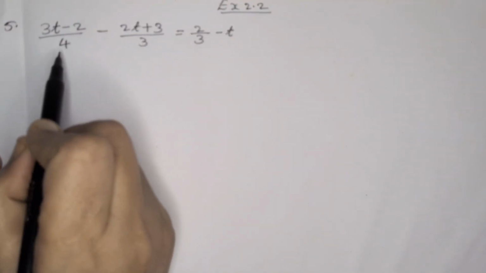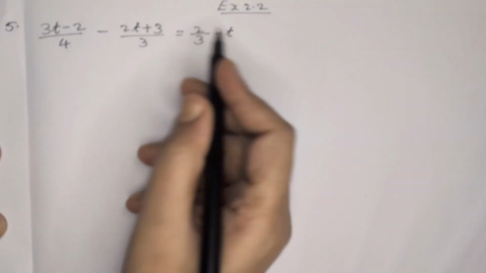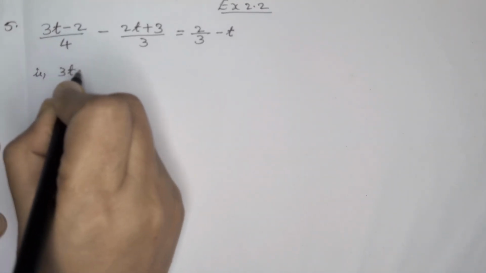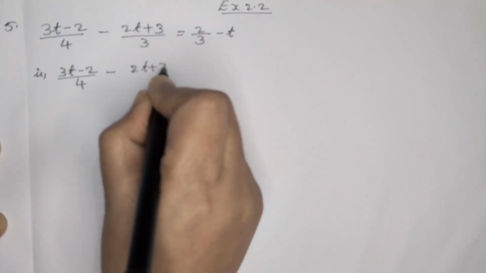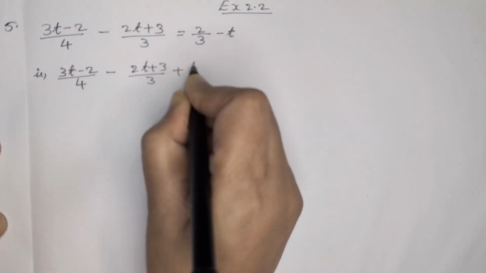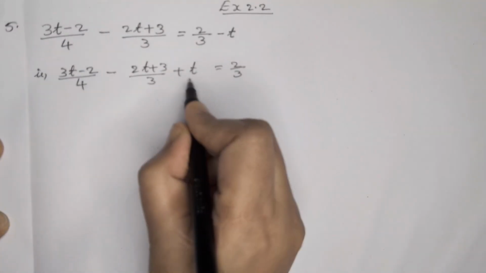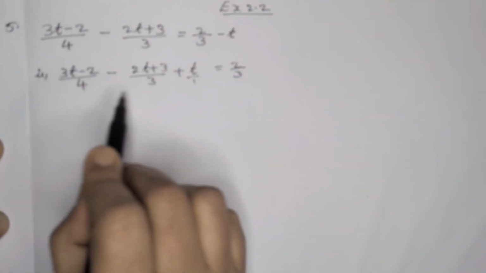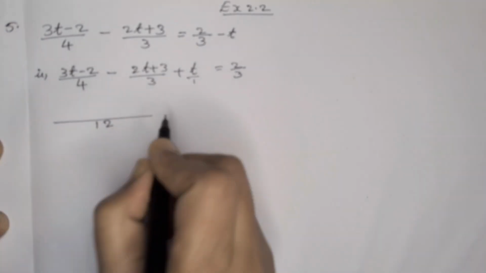Fifth one, 3t minus 2 by 4 minus 2t plus 3 by 3 is equal to 2 by 3 minus t. We can move this t also to the left side. That is 3t minus 2 by 4 minus 2t plus 3 by 3 plus t is equal to 2 by 3. Now the denominator of this t we can consider as 1. So the LCM is 12.